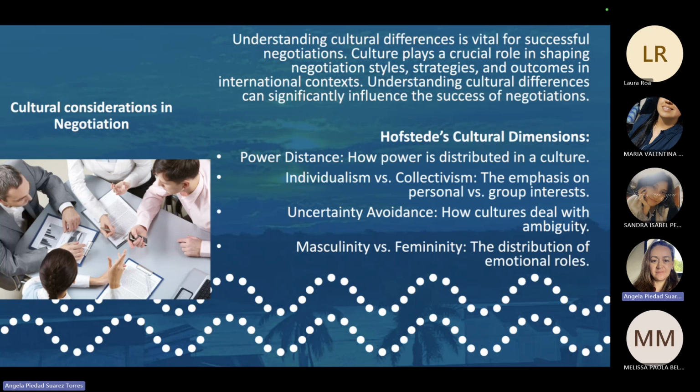Understanding cultural differences is vital for successful negotiation. Vital, listen, vital. Culture plays a crucial role in shaping negotiation styles, strategies, and outcomes in an international context. Understanding cultural differences can significantly influence the success of negotiation. It's basic, it's vital, as it says at the beginning.